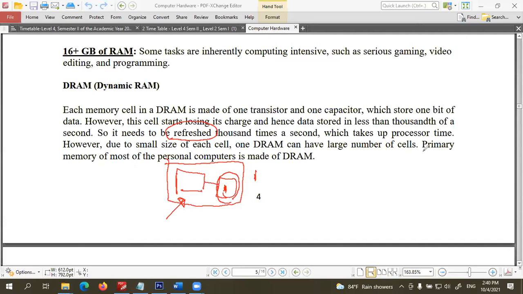Okay. So here, primary memory of most personal computers is made with DRAM. So in the laptops and desktop computers that we use, they have these DRAMs because of the cost. Mostly this technique is used in memory to keep the cost low.